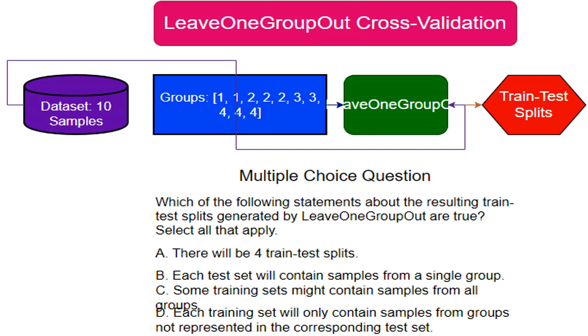I'm using LOGO, a technique for splitting data to evaluate machine learning models. It's a type of cross-validation. I'll systematically leave out different parts of my data for testing.